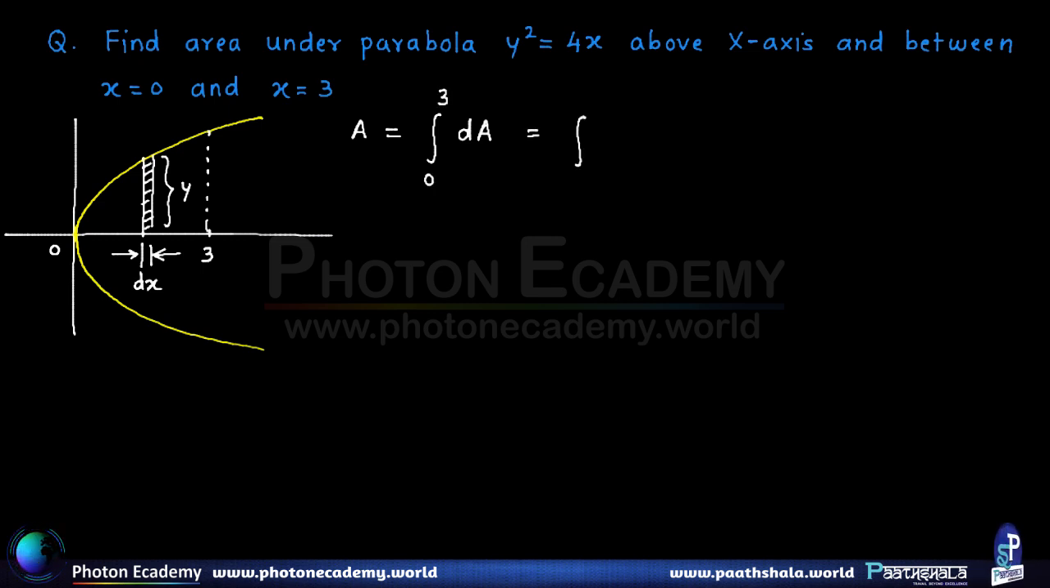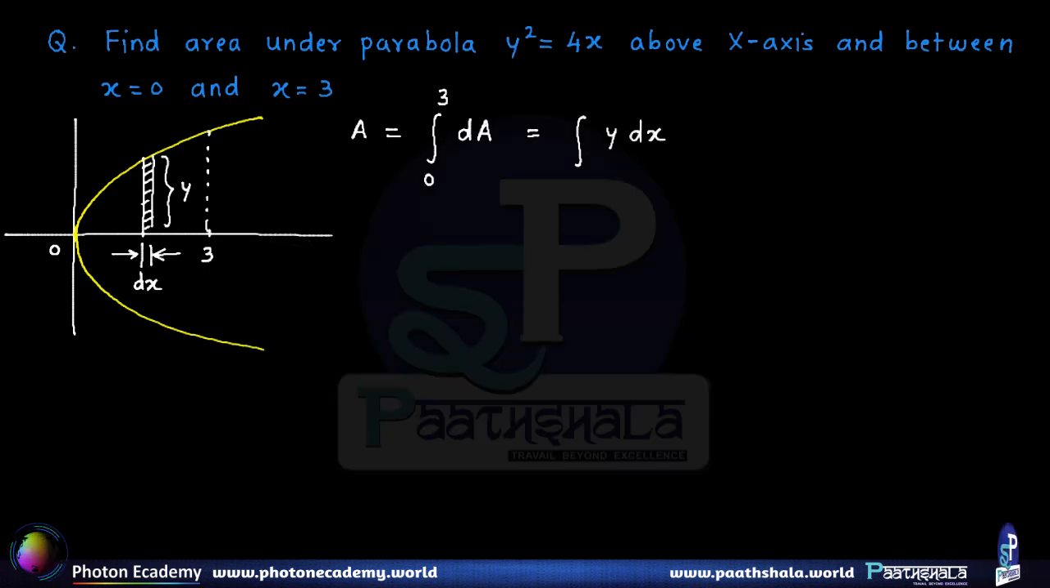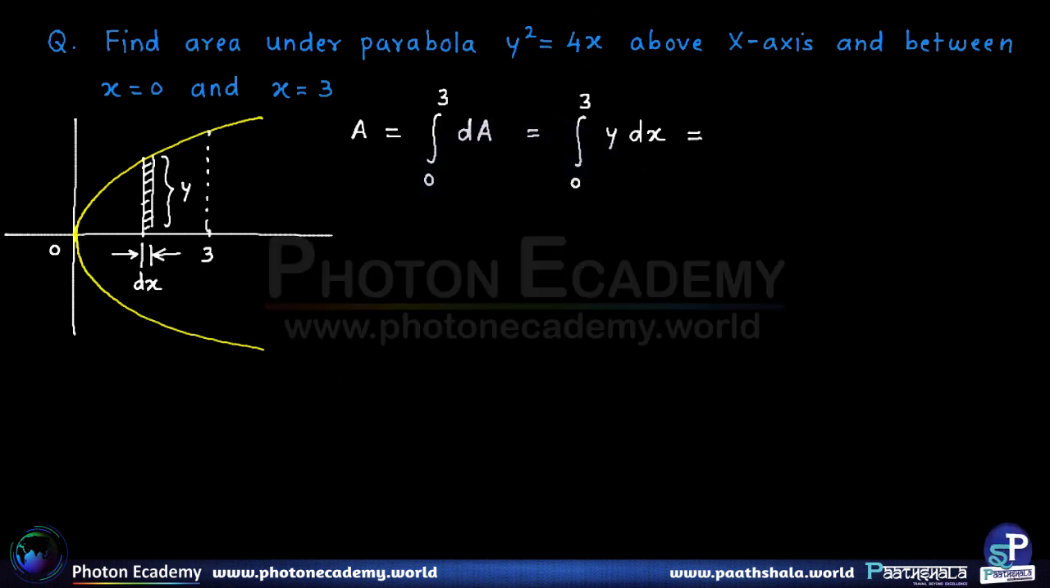Now here dA can be written as y dx, as we have seen earlier, because for the thin strip the length is y and the width is dx. Limits are 0 to 3. Now we will have to express y in terms of x because the variable of integration is x. Since we are given that y square is equal to 4x, therefore y is nothing but 2 root x, correct? And to be integrated from 0 to 3.